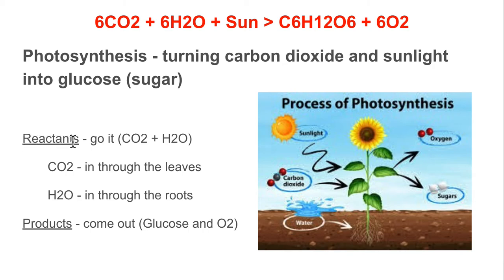A reactant is anything that goes into a chemical equation. So here's our chemical equation, and what goes in is carbon dioxide and water. Make sure you know this: carbon dioxide goes in through the leaves, and water goes in through the roots. Then a product is anything that comes out. You saw these words when you talked about enzymes, right? The reactants go in and the products come out. So the products here would be glucose and oxygen.